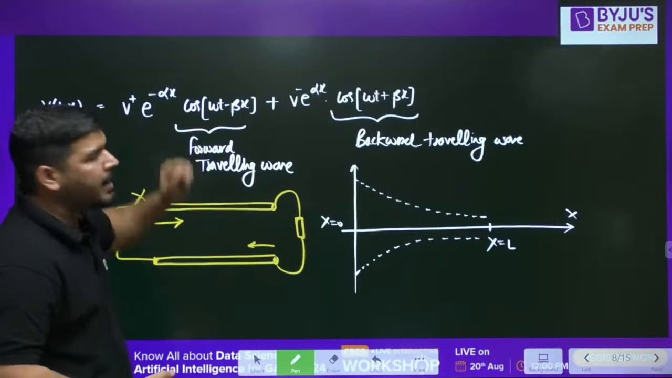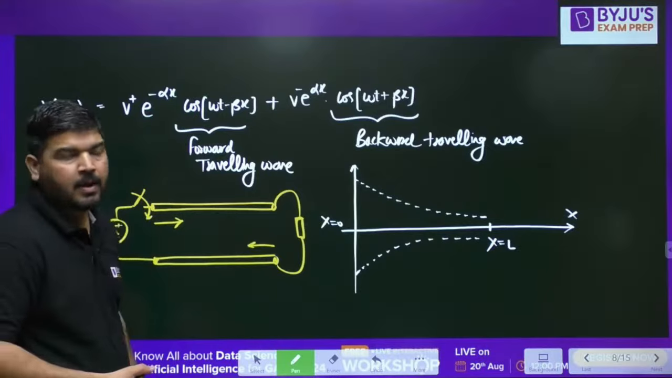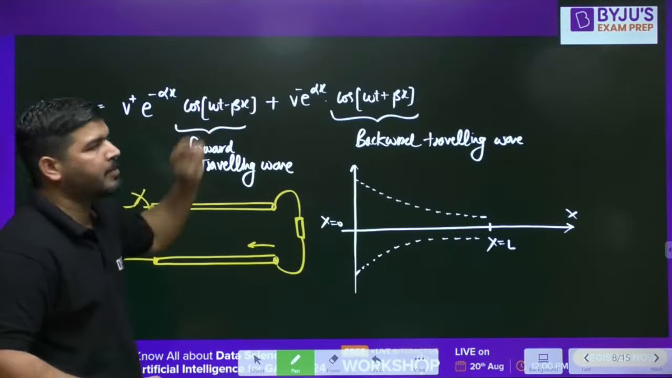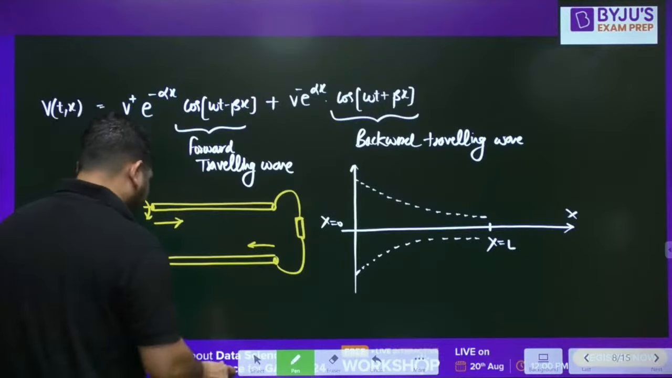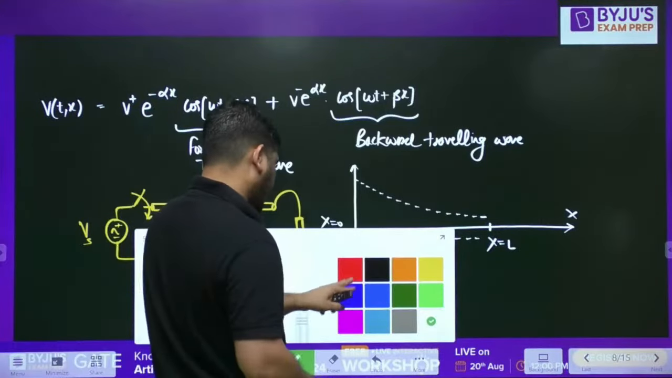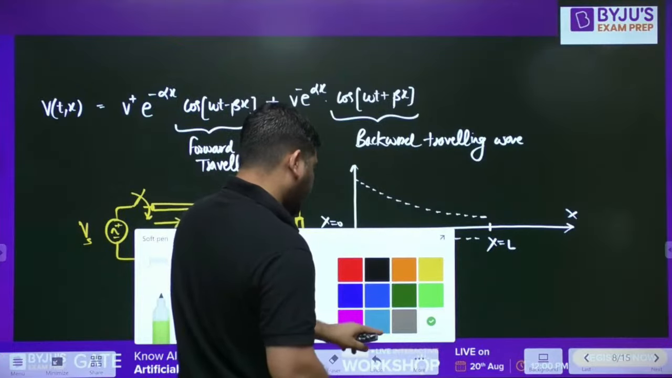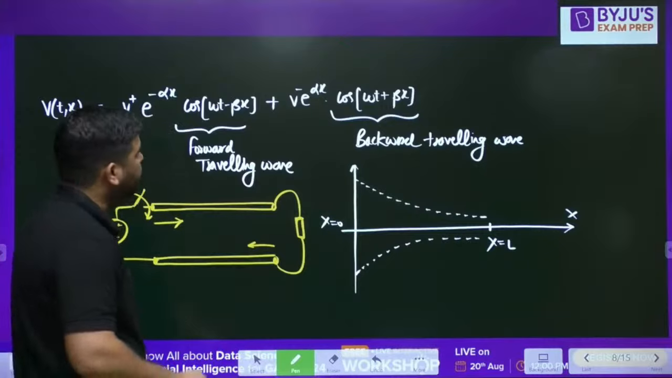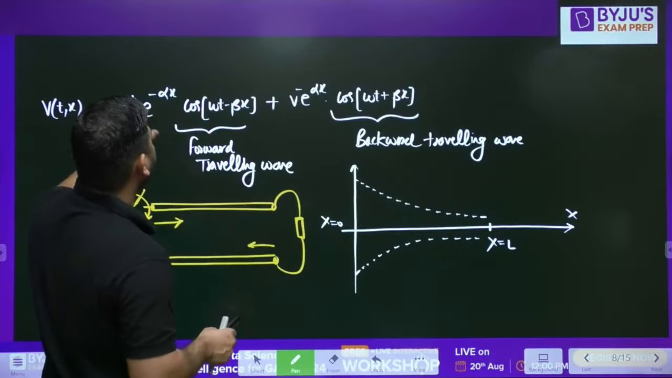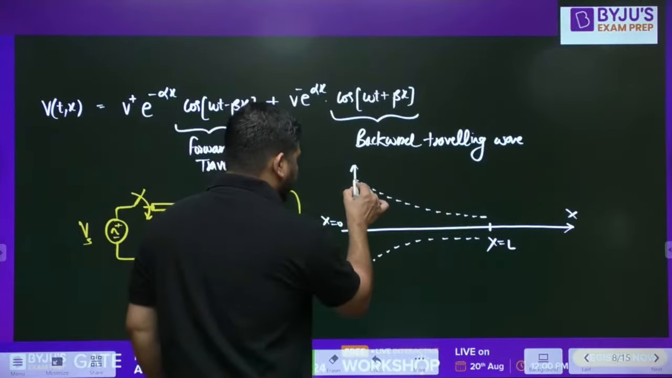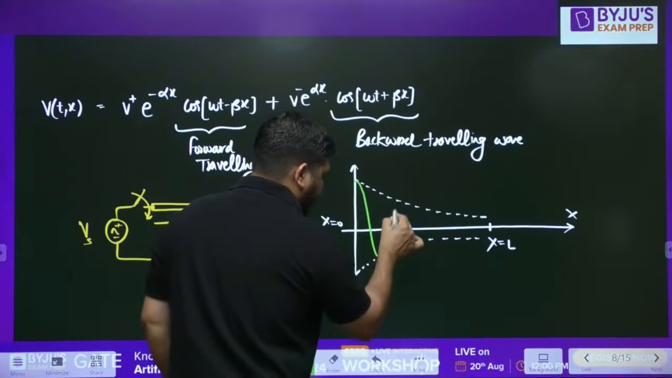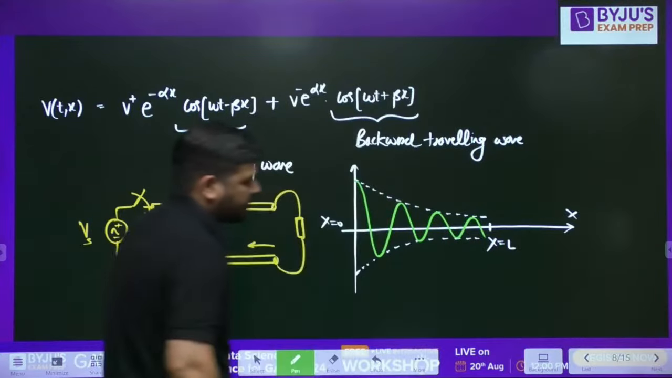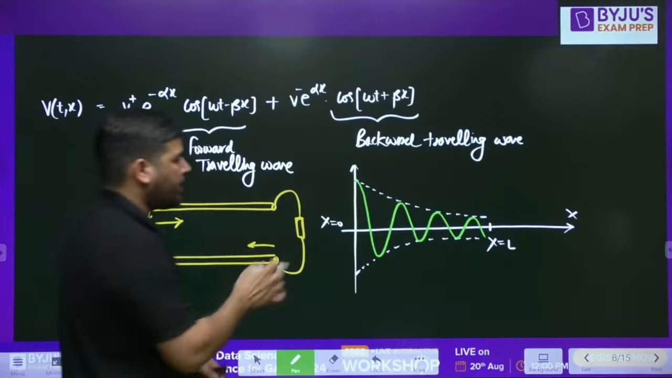Now if you look at a discrete point of time, let's say at t equal to 0, it will become cos of beta x. Cos of beta x will look like this. Cosine wave, you know how to represent a cosine wave? But that cosine wave is multiplied with this function. So the wave will look like this at t equal to 0.